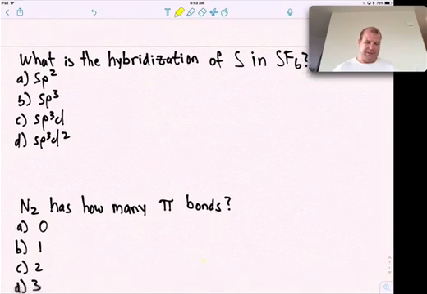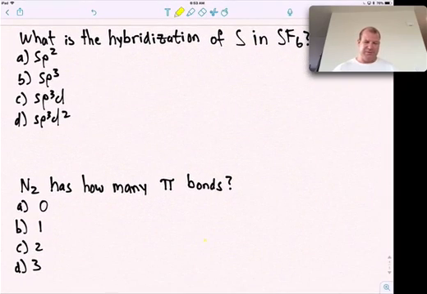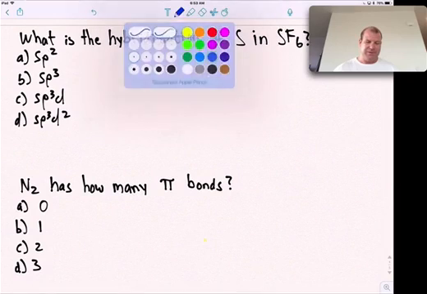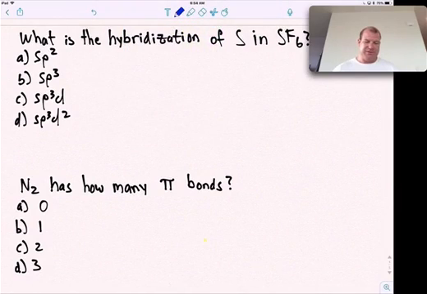So you can pause this at the appropriate time if you want to try this at home. What is the hybridization of sulfur in sulfur hexafluoride? It's octahedral, so it has sp3d2. And how many pi bonds does nitrogen have? Nitrogen is a triple bonded molecule with one sigma and two pi.